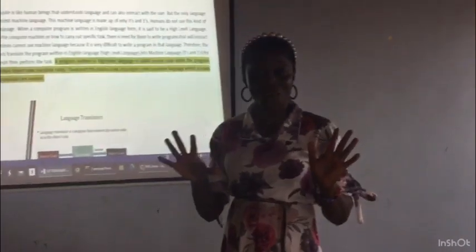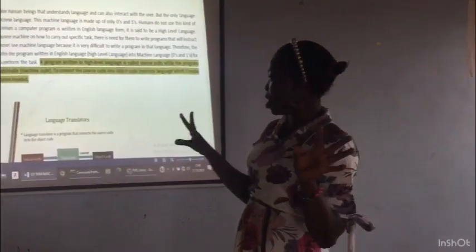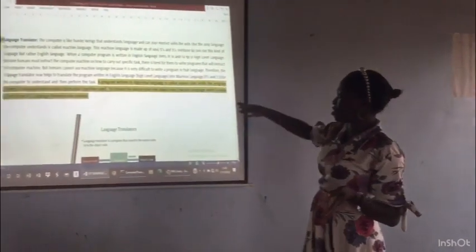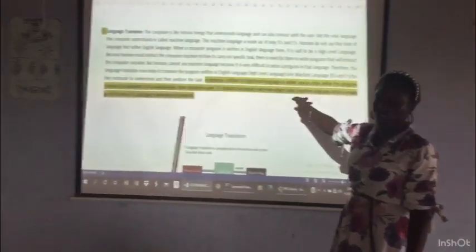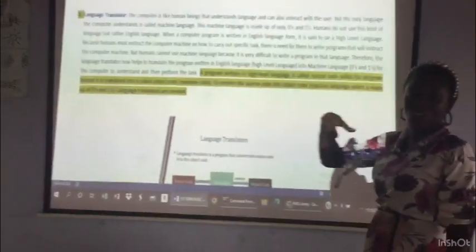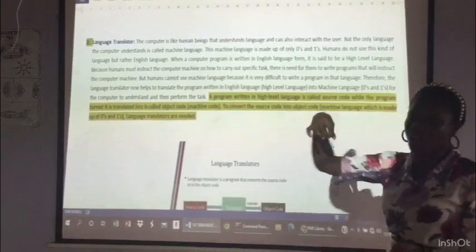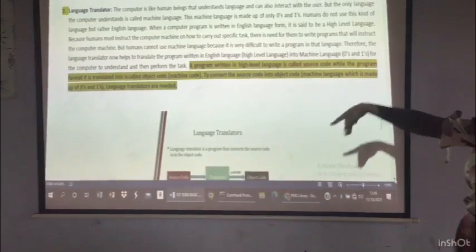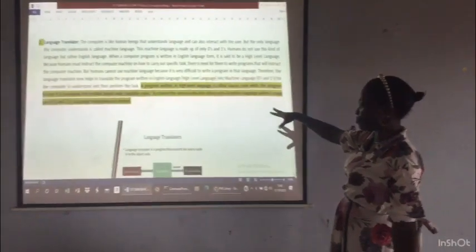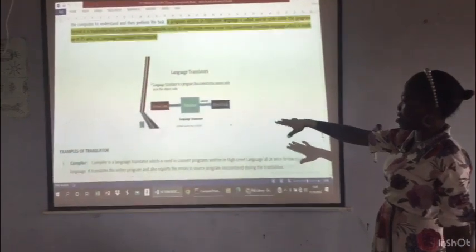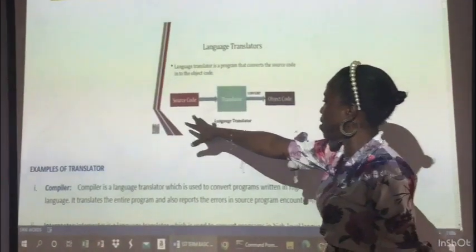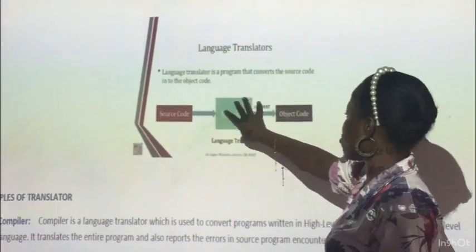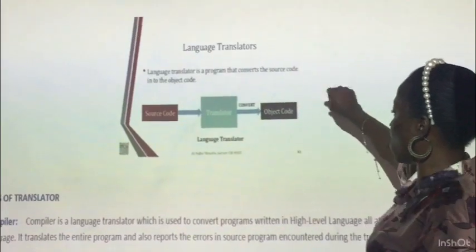Basically, the computer language is the binary language, which is 0 and 1. Now, for us who are the users of the computer, we need to translate the language we understand into the language which the computer understands. That is where the language translator comes in. If you look at the language translator, it is divided into two parts. We have the source code, which is translated to an object code.